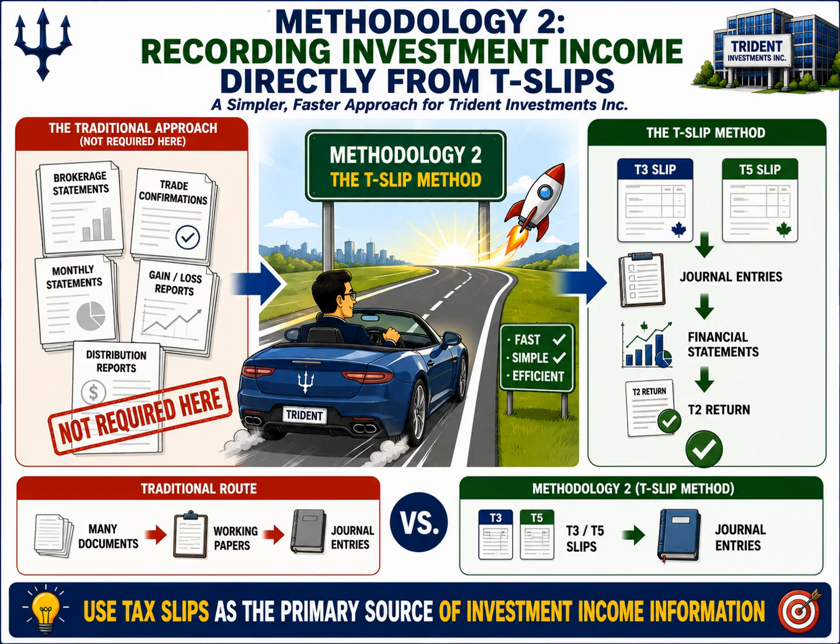Instead of analyzing numerous investment documents, the accountant starts with the T3 and T5 slips. The information from those slips is used to prepare journal entries directly. Those journal entries update the financial statements, which then support the preparation of the T2 corporate tax return. Notice the shortcut highway shown in the center.